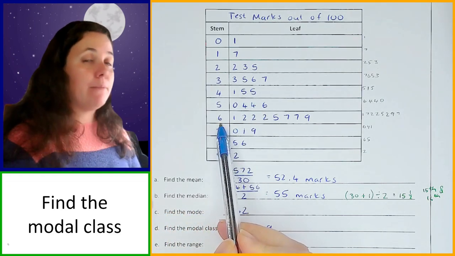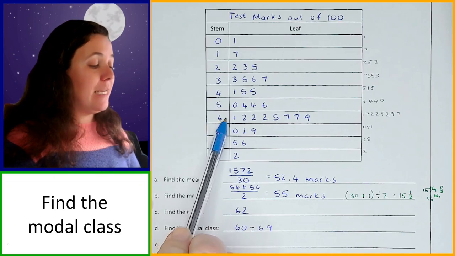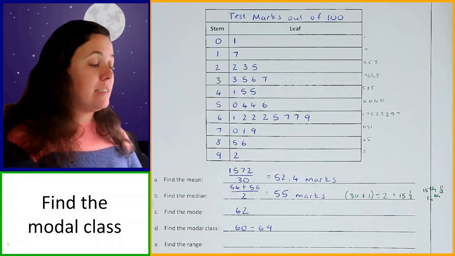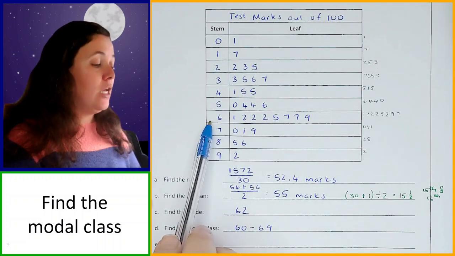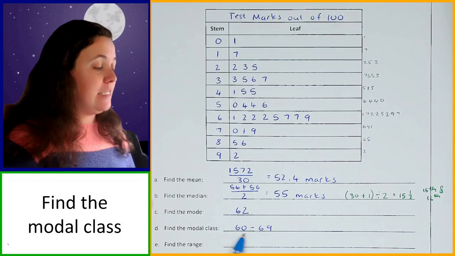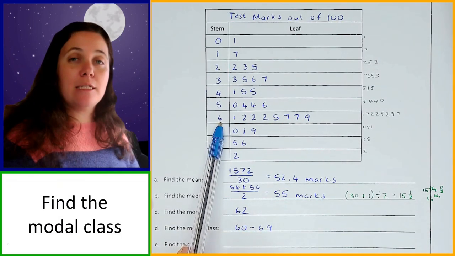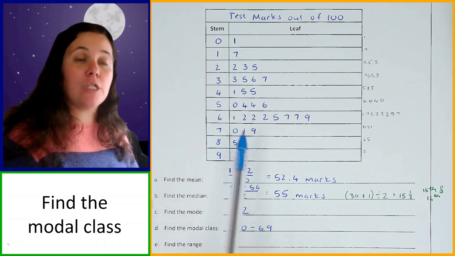So remember, the 6 means 6 tens, and it can hold any value that has 6 tens in it. So it can be 60 or 61 or 62, anything up to 69. So that is our interval over there, 60 to 69. So when we're asked for the modal class, we don't just write down 6. We take that 6 and we make it into 60 to 69.